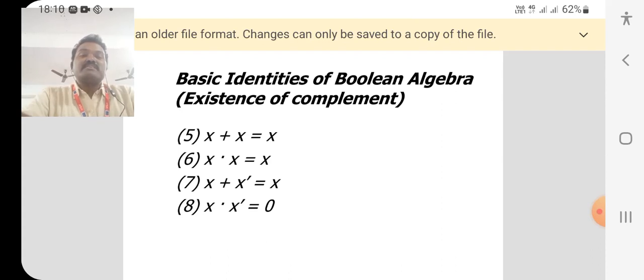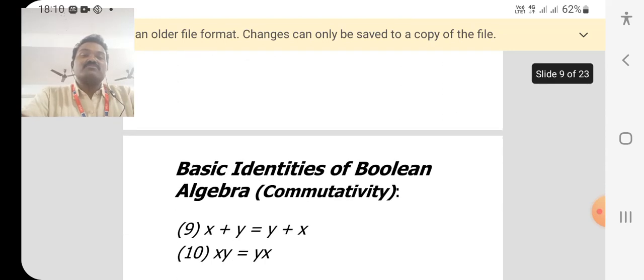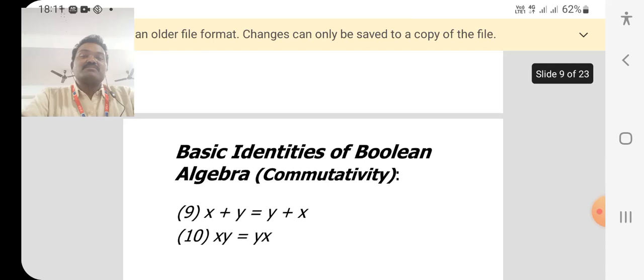Then x dot x bar. Here I am giving x equal to 0, then x bar is equal to 1. 0 dot 1 is equal to 0. If I am giving x equal to 1, 1 dot 0 is equal to 0. These are the Boolean laws.